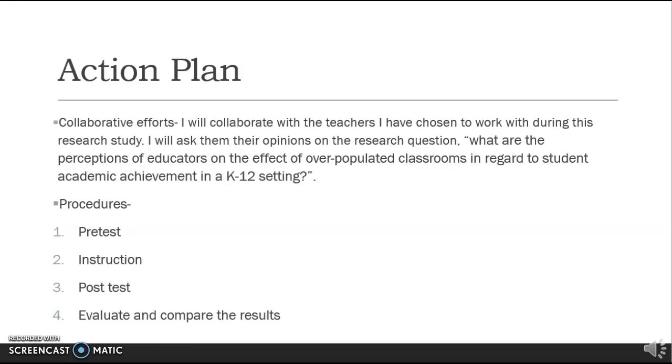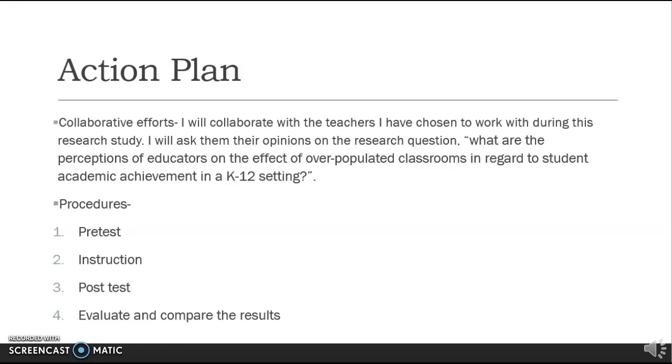I will collaborate with the teachers I have chosen to work with during this research study. So those 10 3rd grade teachers that I have chosen to work with at the 2 different schools. I will ask them their opinions on the research question. What are the perceptions of educators on the effect of overpopulated classrooms in regard to student academic achievement in a K through 12 setting? So not only will I be using data from these 10 classrooms, I will also take into consideration the teachers' opinions on this research question to help me decipher and come to a conclusion.